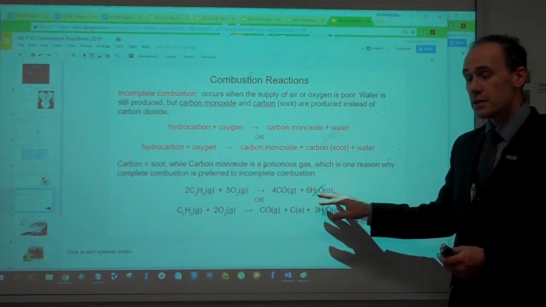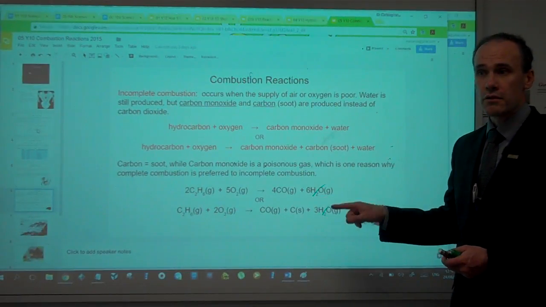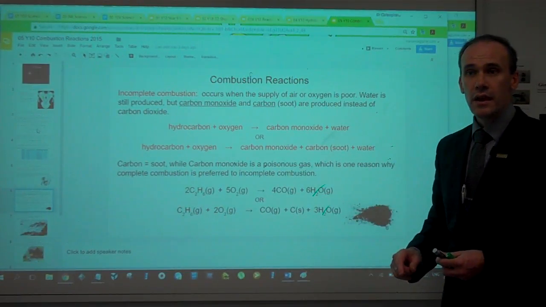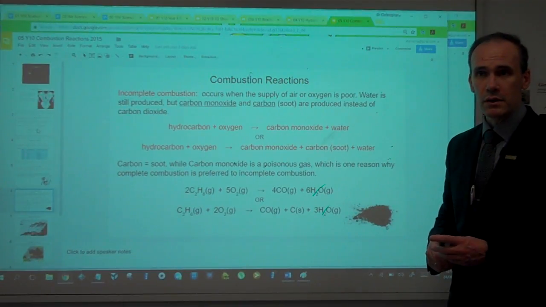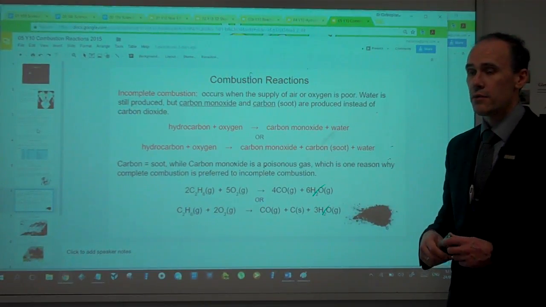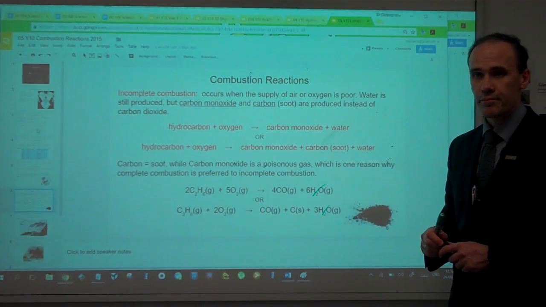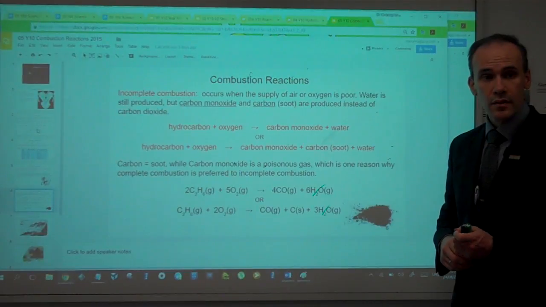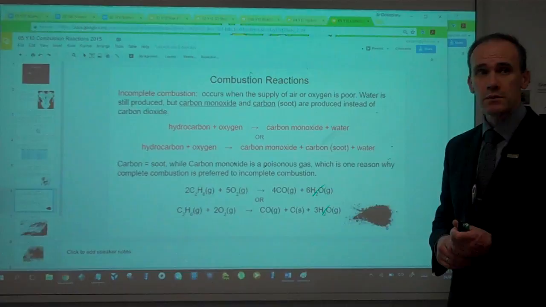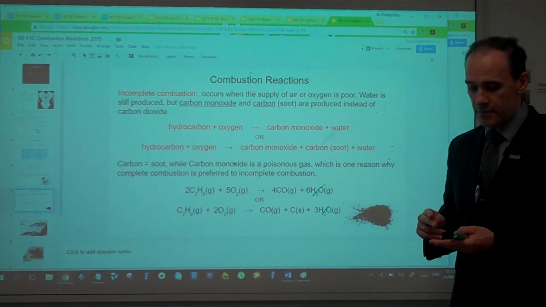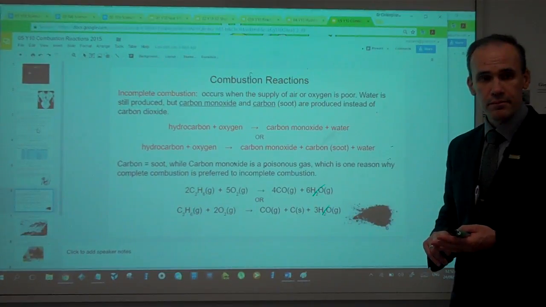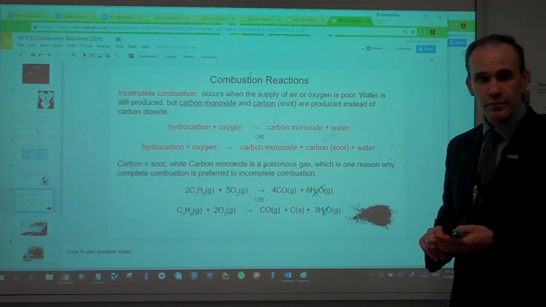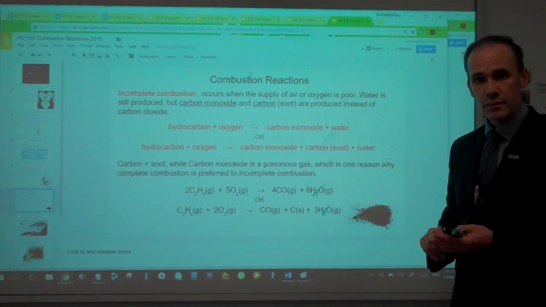So you don't need to balance equations. You do need to recognise these products, and the difference between complete and incomplete combustion is the availability of oxygen. Any questions there? Complete combustion has plentiful oxygen, so the products are carbon dioxide and water. Incomplete combustion is monoxide, it's like one. Yes. Just one. Done.